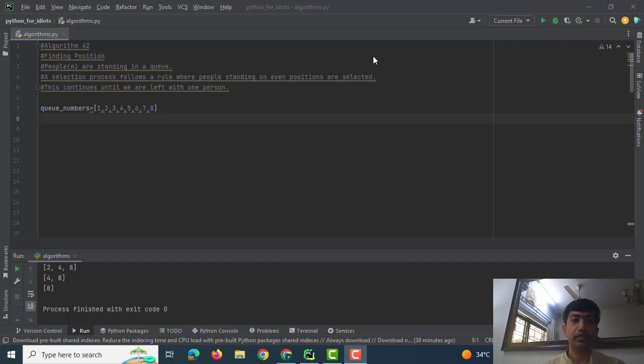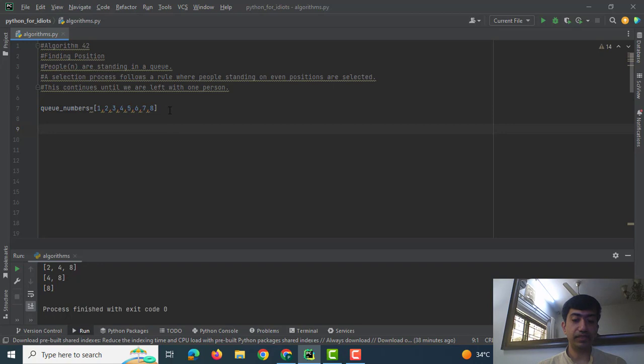In this task we are given a queue numbers list. The numbers in the list represent people who are standing at particular positions. We need to remove those people who are at odd positions, and we would continue with the iterations until the length of queue numbers remains 1, meaning we would have only one person remaining and that person should be at even position. So let me explain.